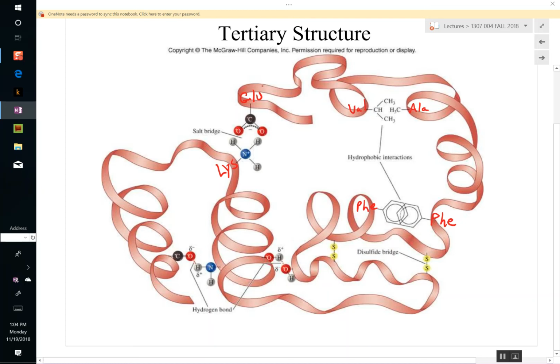And the strongest is where you get two cysteines. And you're all going to see this, whether you made a cysteine or not. We're going to be bringing cysteines up here and binding them together into a disulfide bridge. It's a bona fide covalent bond right there. Cysteine to cysteine, and you get a disulfide bridge.